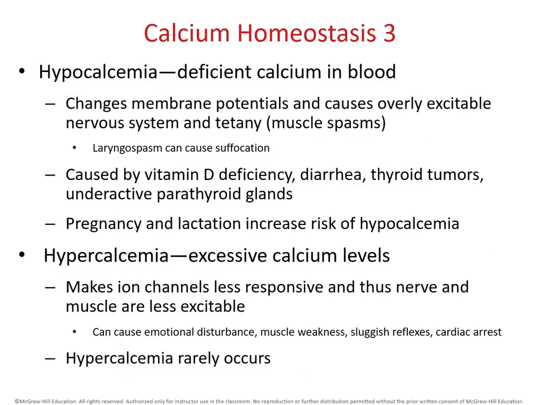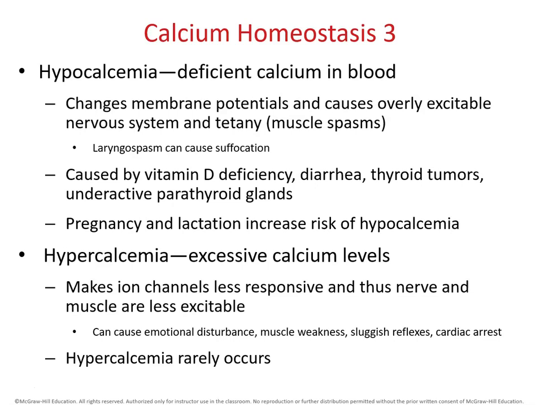So we have two conditions here: hypocalcemia. Hypo means low, so deficient calcium, hypocalcemia. This is fairly common and pretty serious. What happens is our muscles, which are controlled by our nerves, become overly excitable, and that means we have muscle spasms. In severe cases, this can actually cause suffocation. When we have vitamin D too low, or when we lose calcium because of a diarrheal disease or some various endocrine problems, we can have too little calcium in the blood and have hypocalcemia.